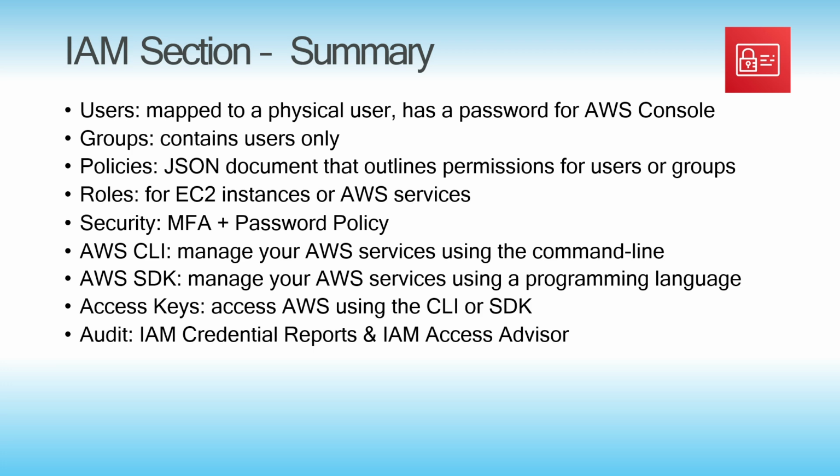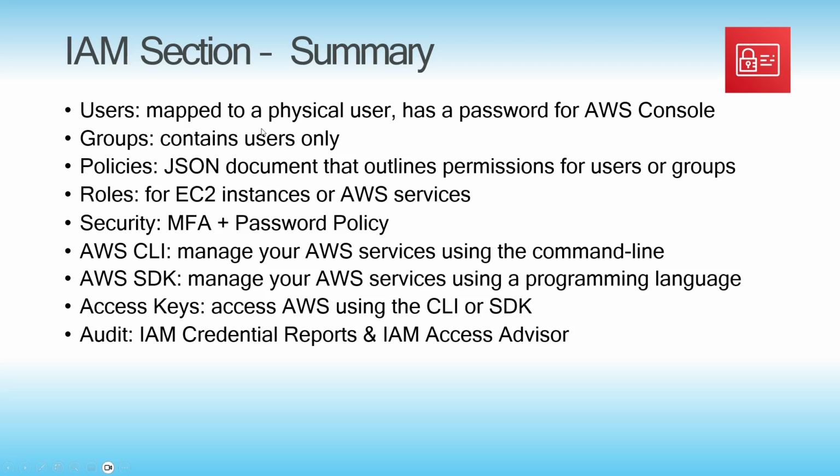Security: we should always enable MFA plus password policies. AWS CLI: manage your AWS services using the command line. AWS SDK: access and manage your AWS services using a programming language like Java, Python, Go, C++, .NET, anything. Access key: access AWS using the CLI or SDK. And audit: basically generate a report account-wise and user-wise.